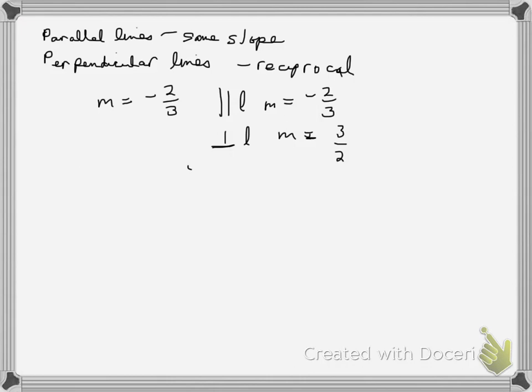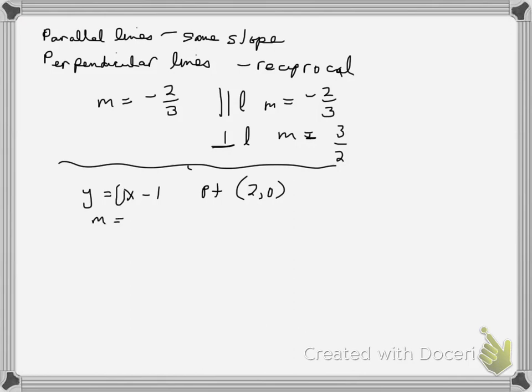For our next section of our review, it says you're given an equation, y equals x minus 1, and we want to find the equation of the line that is parallel to this line that goes through 2, comma 0. Okay, so what is the slope of the original line? It's whatever the numerical coefficient is before the x.